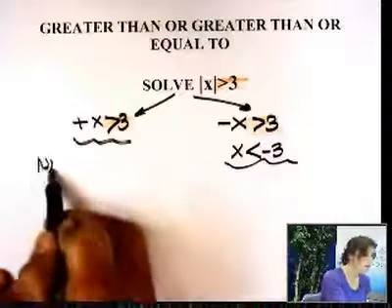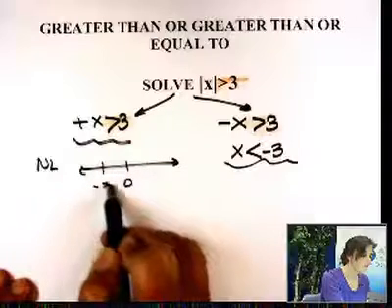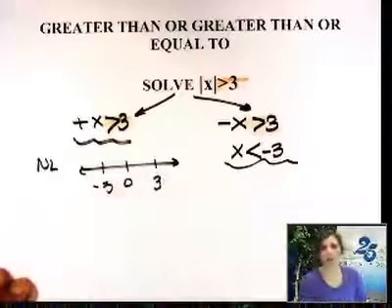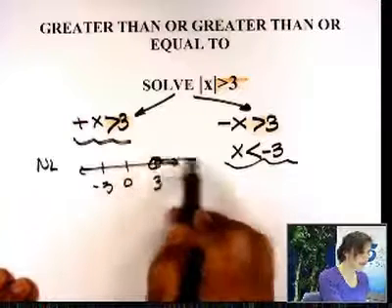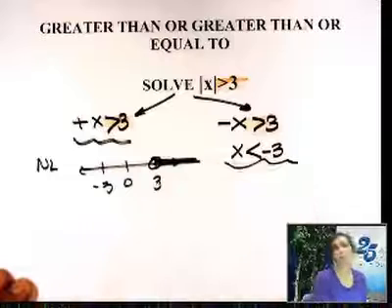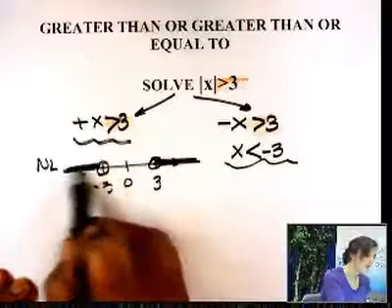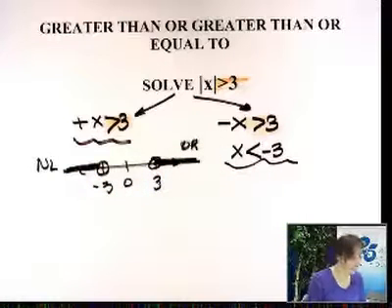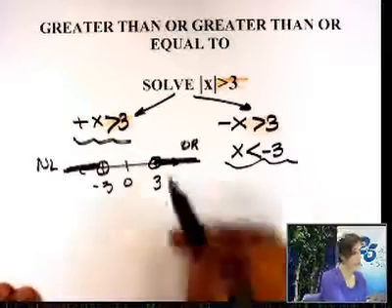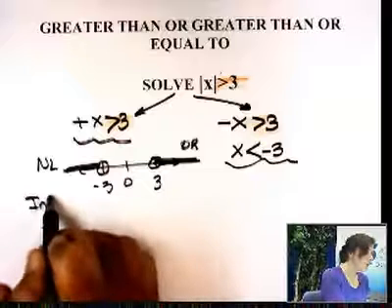Let's look at number line notation here. Here's 0, negative 3, 3. I want to be greater than 3, which is like that, or I want to be less than negative 3, which is like that. So I put these two with an OR statement together. If I'm here, this works. If I'm here, this works as well. Great. How do I write that in interval notation?